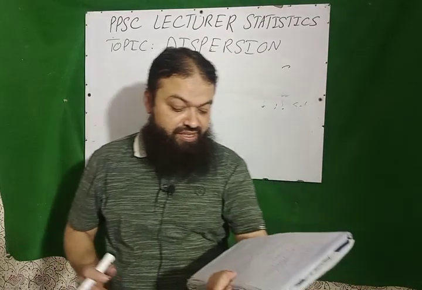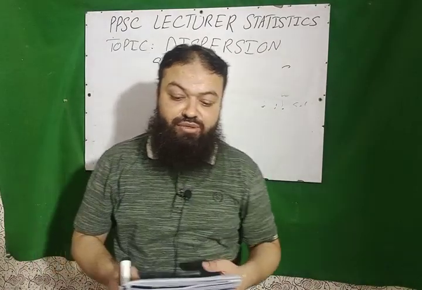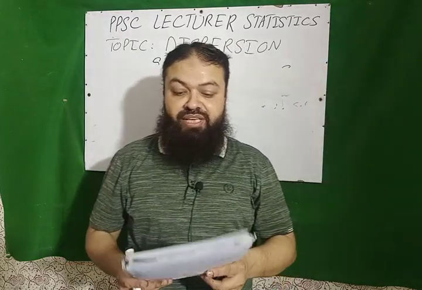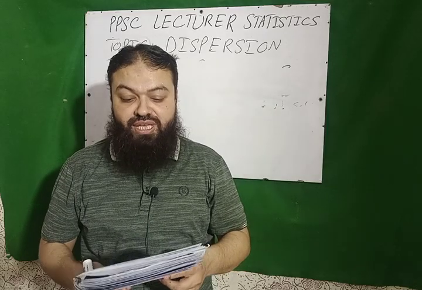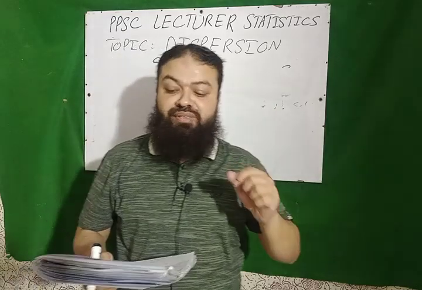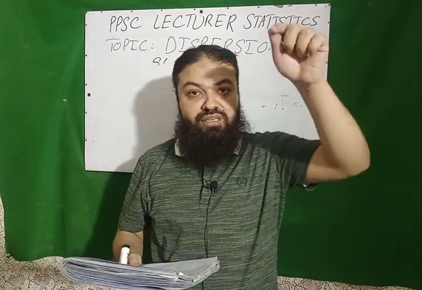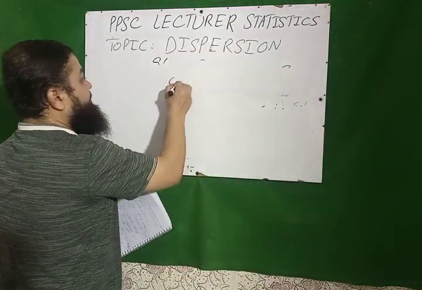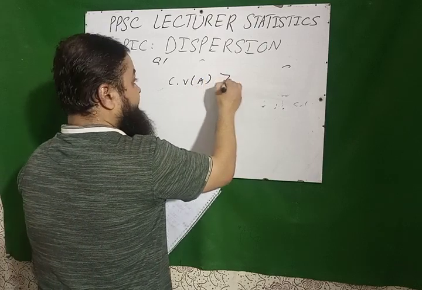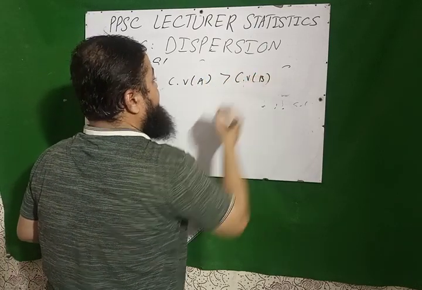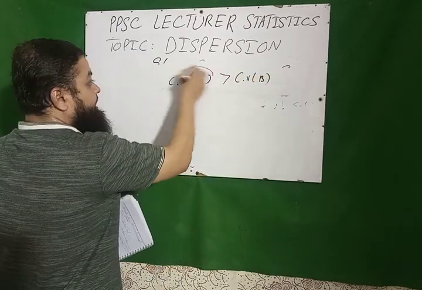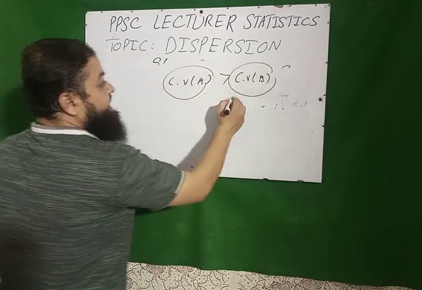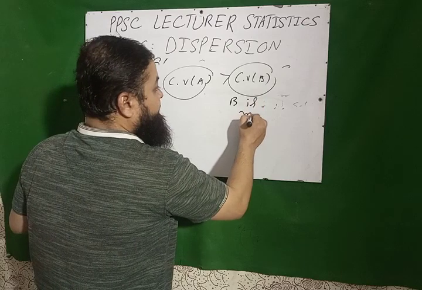Which measure of dispersion has a different unit other than the unit of measurement? It is variance: centimeter square, inches square. Next, if mean is equal to 12 and variance is equal to 0, it means that all the values are equal to the mean, 12. Next, if coefficient of variation of A is greater than coefficient of variation of B, it has two meanings. It means that the variation in A is more than the variation in B, and it also means that B is more consistent.